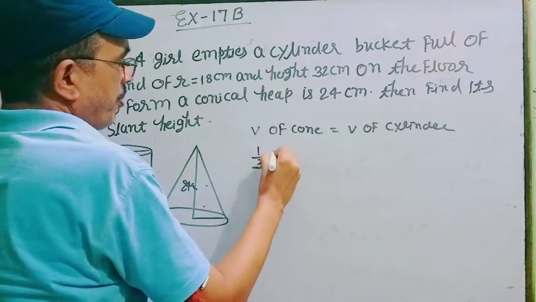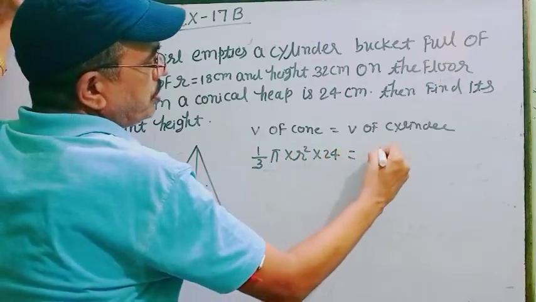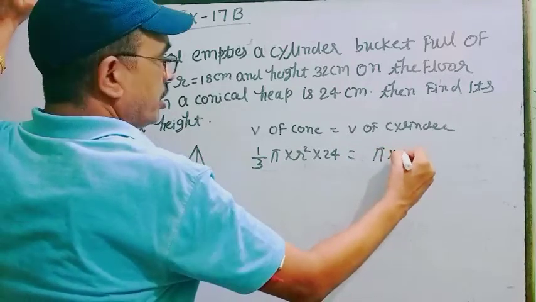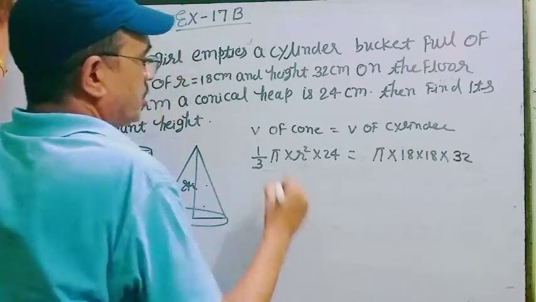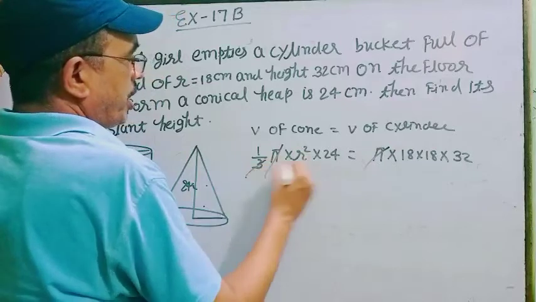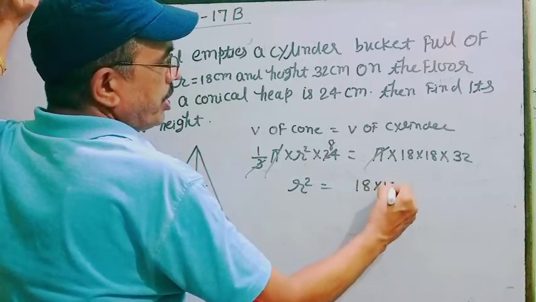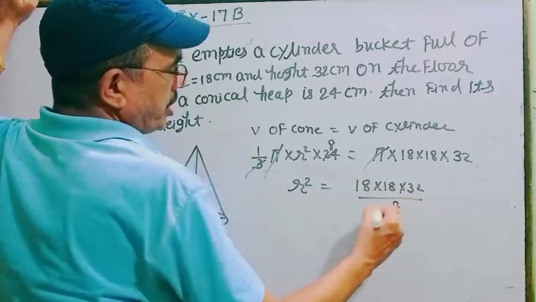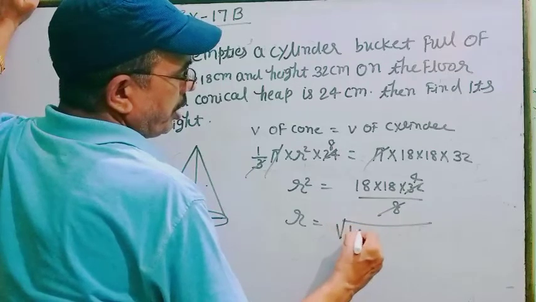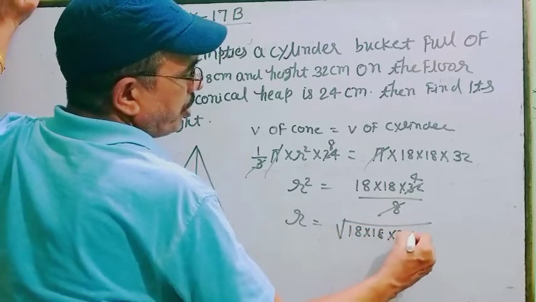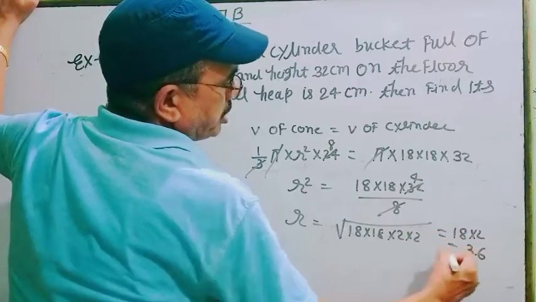Then the volume of the cone is 1 by 3 pi r square h, and h is given as 24, and the volume of the cylinder is pi r square h, that is 18 into 18, and height is 32. So pi cancels, and 3 8s are 24. So what is r square? It is 18 into 18 into 32 by 8. So 8 4s are 32. So what is r? This is under root 18 into 18, and this 4 you write 2 into 2. So it is equal to 18 into 2, that is 36.